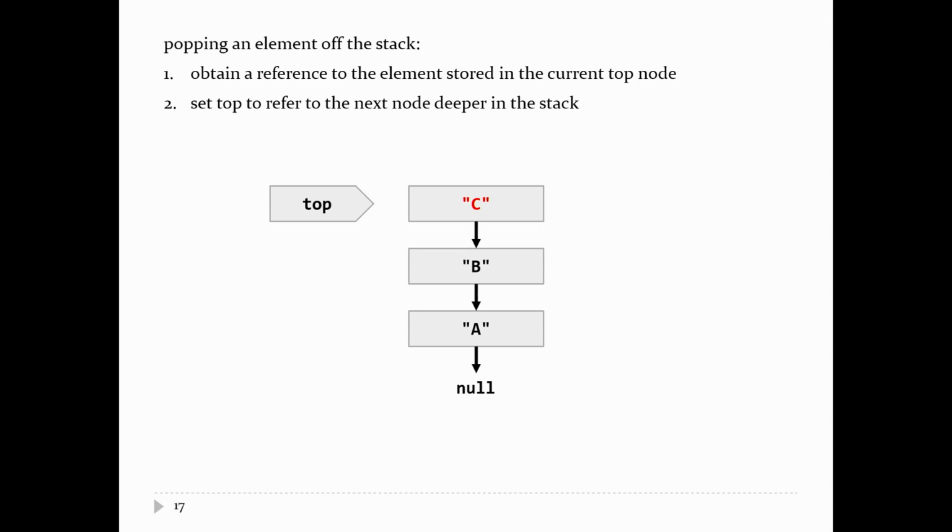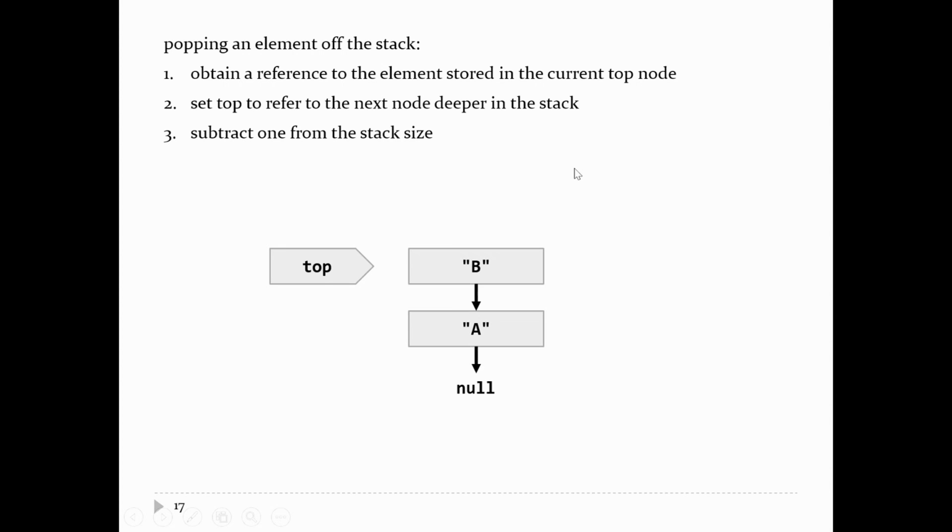I'm now going to move top. I'm going to set top to refer to the next node deeper in the stack. Now how do I get to the next node that's deeper in the stack? I follow that link. If I follow the link belonging to this node, that gets me the next node in the stack, so I can adjust top to point to that next node. And then finally, I can remove that node from the top of the stack, and subtract 1 from the size of the stack to indicate that I've popped an element off, and away you go.